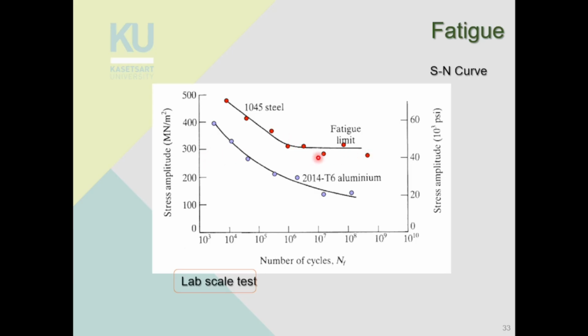The number of cycles to failure doesn't change, right? So you can see that at about 300 megapascal this graph stays constant. Okay, so this is the fatigue limit for this material. But for this material, the aluminum alloys, you can see that there's no fatigue limit because the graph doesn't stay parallel to the x-axis.